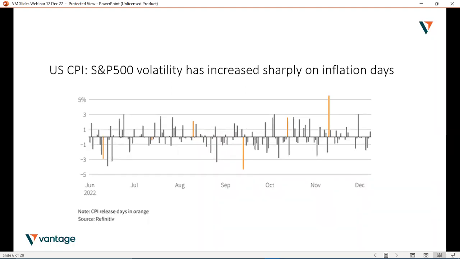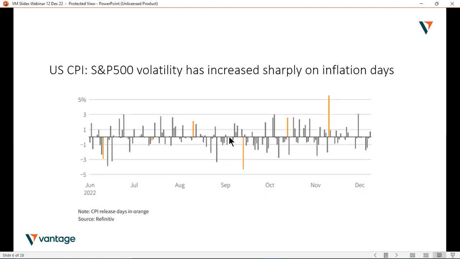The CPI report has been a catalyst for quite outsized swings in markets this year. You can see on this chart the S&P 500 has moved on average around 3% in either direction over the past 6 CPI releases. That compares with an average daily move, according to Reuters, of about 1.2% over the same period. And you can see those orange markers where the volatility has been quite sharp on the days of the US CPI release.